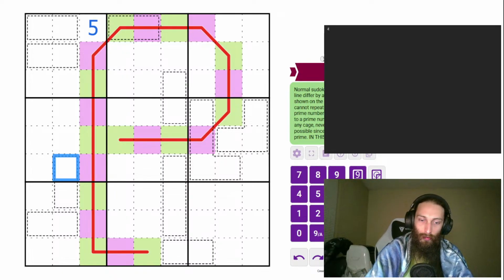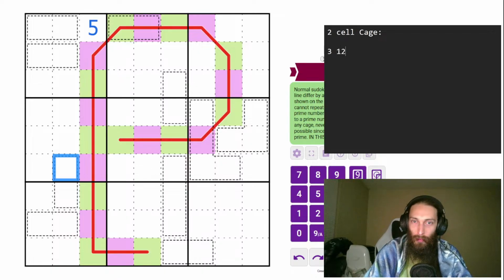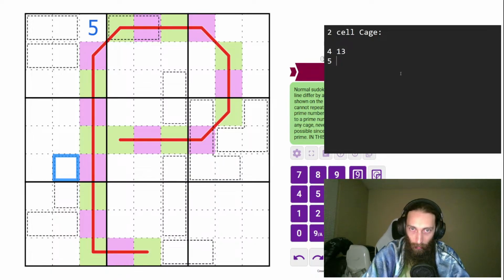So 2-cell cage. So 3 would be 1, 2, but that doesn't work. 4 is 1, 3. 5 would be 1, 4, but that includes a prime. And 2, 3 includes a prime, and 5, because 5 is prime. Right. So 6. You can't do 1 and 5, because 1 would have to pair with a prime, and 2 and 4, 2 would have to pair with a prime. So 6 isn't allowed.